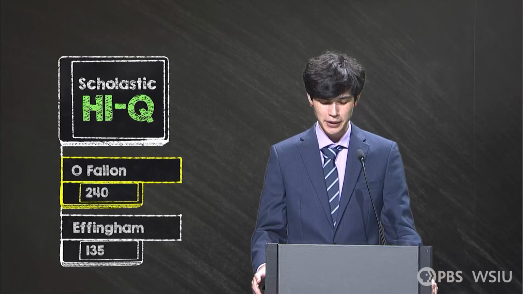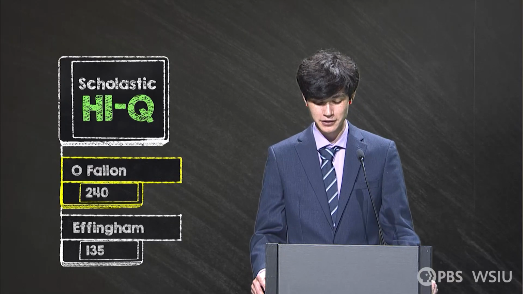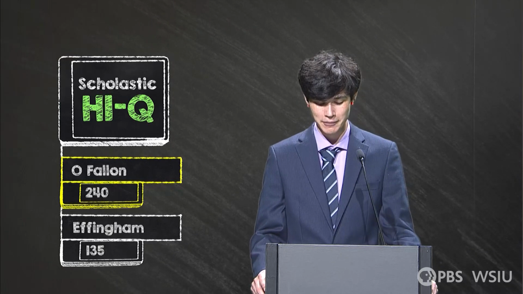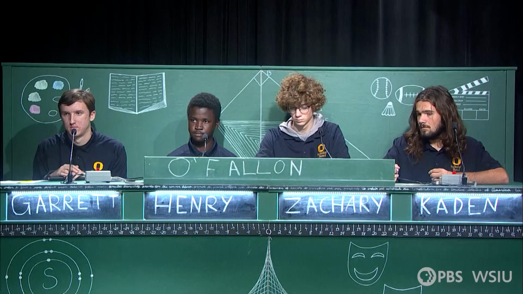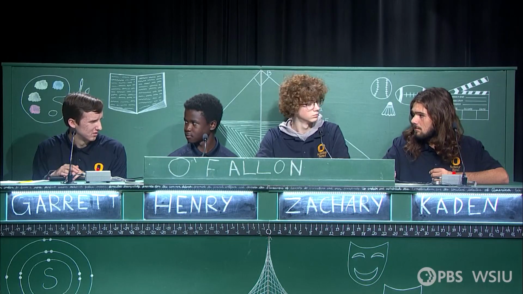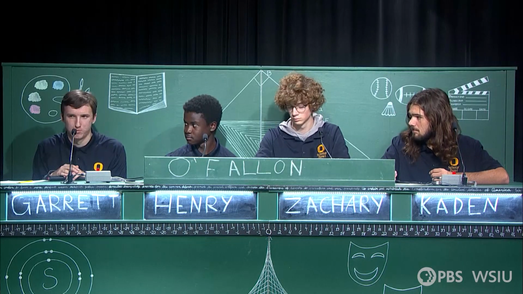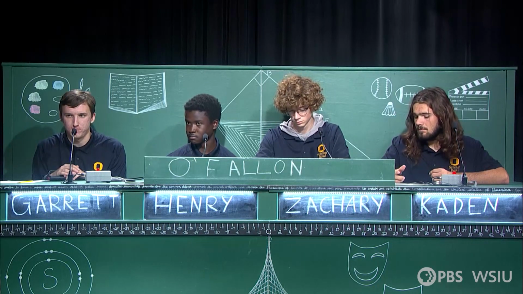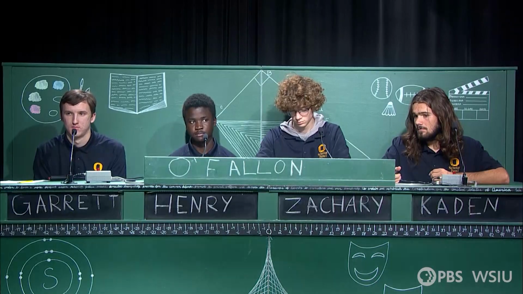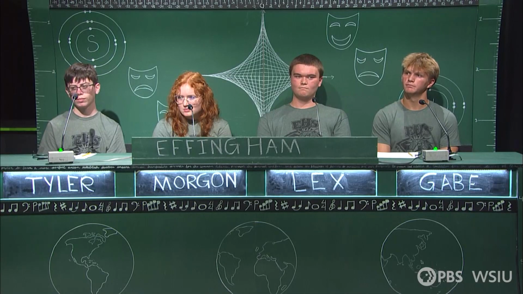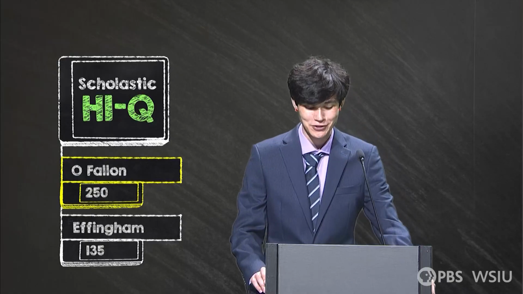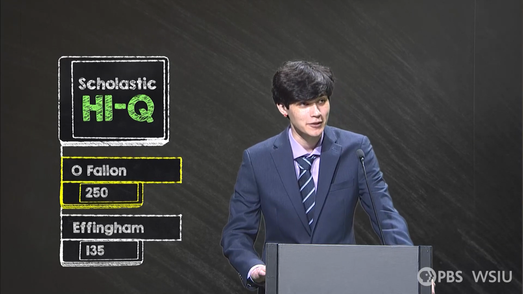For your bonus, Ella Baker was a strategist for what civil rights organization established by young African American activists in 1960? Black Panthers. That is incorrect. Effingham, chance to steal. The NCAA. That's also incorrect. The answer we're looking for was the Student Nonviolent Coordinating Committee, or SNCC.